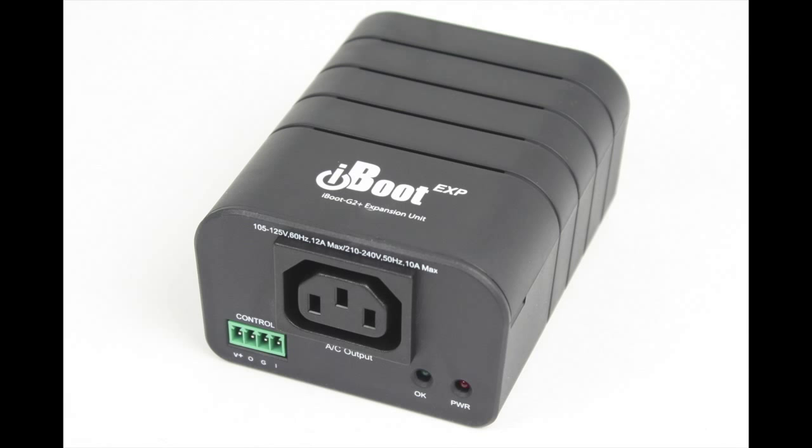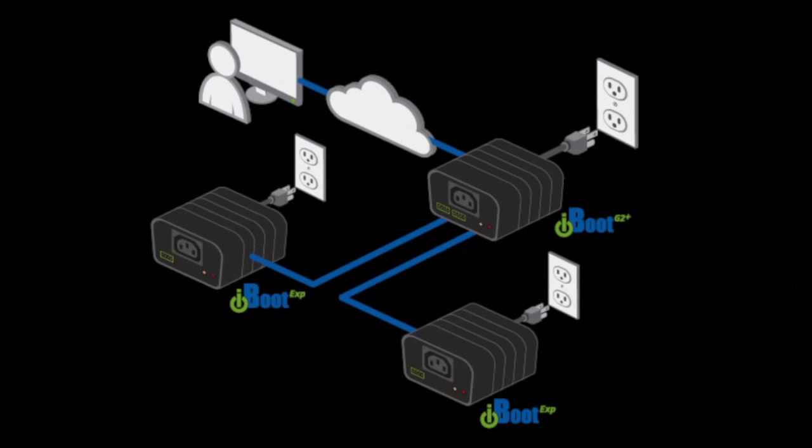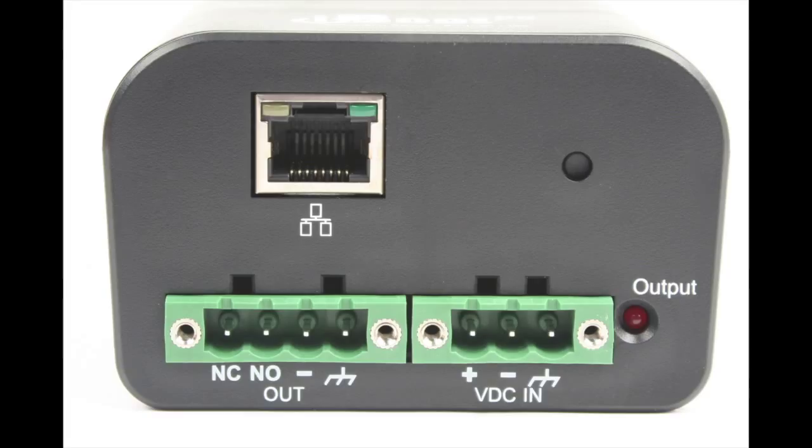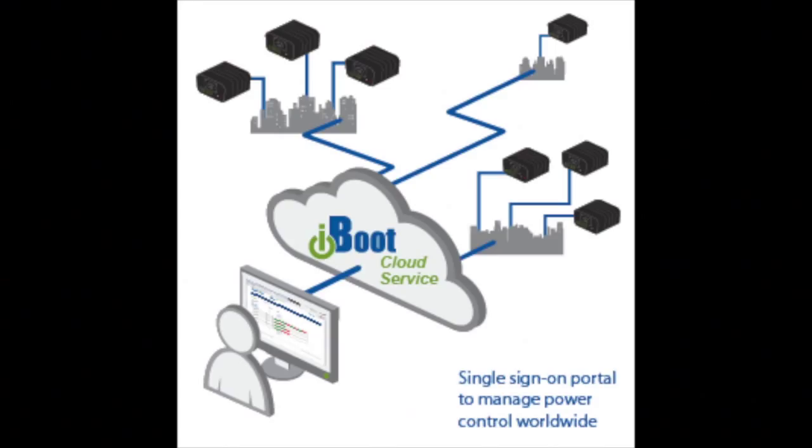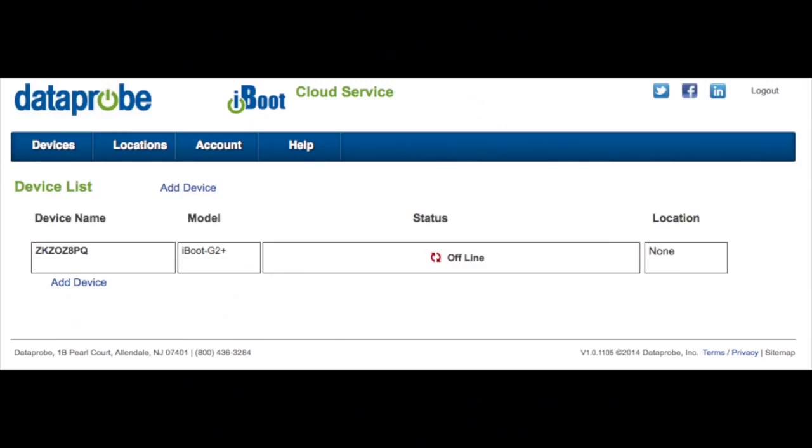The EXP units are compatible with the G2 Plus, meaning a single G2 Plus can have 3 outlets controlled from a single IP address. For specialty installations, there's also an iBoot DC model for direct connection to DC-powered appliances such as solar panels or pumps and motors. iBoot Cloud Services is a centralized management page where you can control all of your iBoots from a single location.